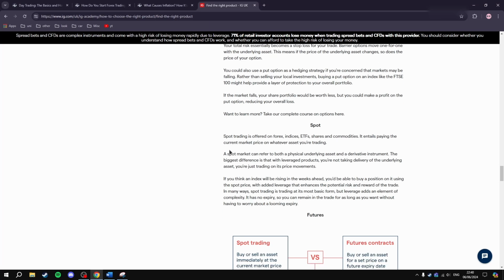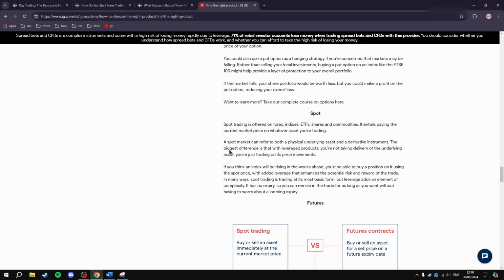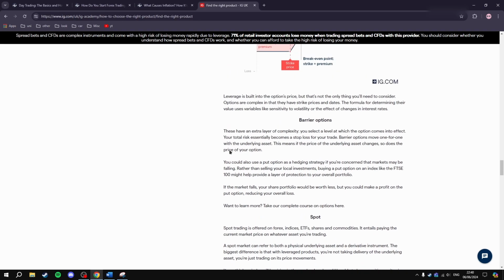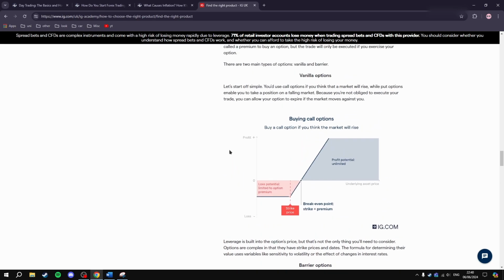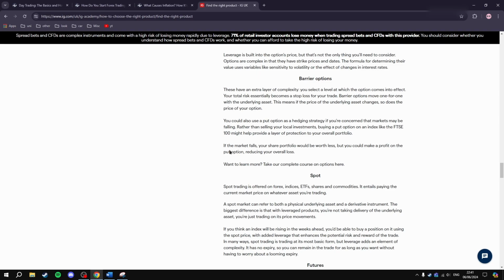You could also use a put option as a hedging strategy if you're concerned that the markets may be falling. A put option is going short. Rather than selling your local investments, buying a put option on an index like the FTSE 100 might help provide a layer of protection to your overall portfolio.